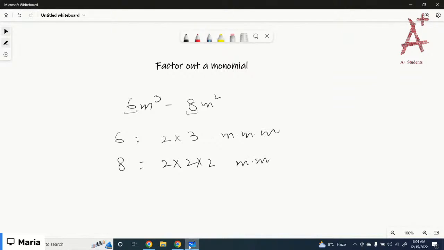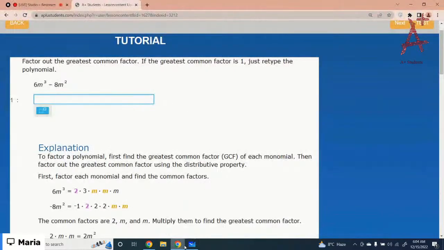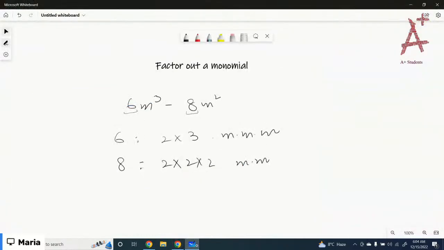Wait, let me read the question. We have to find the greatest common factor, the GCF. So the common factor is, here you have 2 is common. Here you have 2, m square is common. M square is common. That means the greatest common factor is 2 and m square. So the GCF for 6m cube and 8m square is 2m square. Got it?